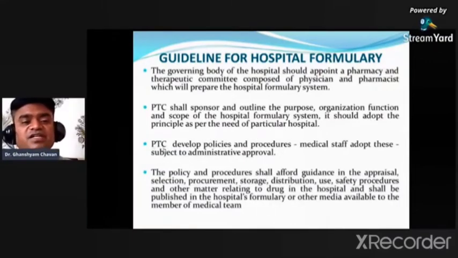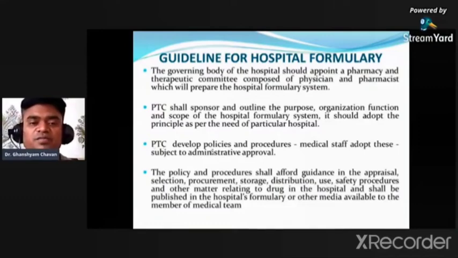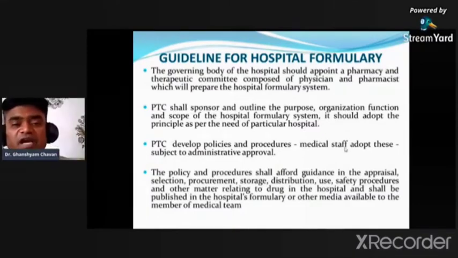Now PTC develops policies and procedures. Medical staff adopt these subject to administrative approval. So the various policies have been developed by this PTC for medical staff and the nurses. So they should adopt whatever policies or rules have been developed by this PTC in the hospital formulary.